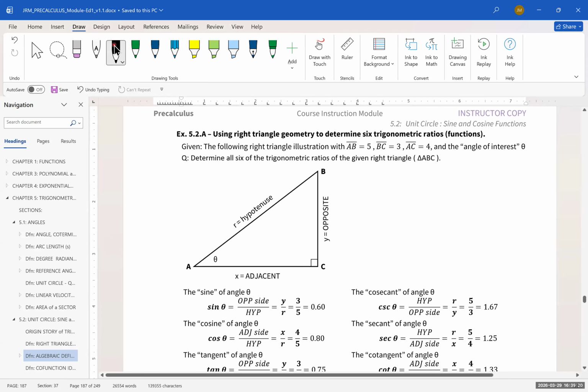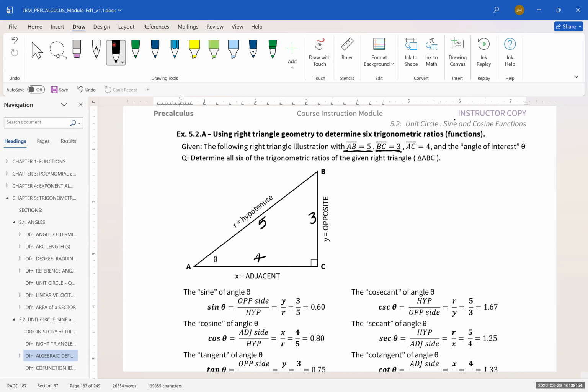Okay, so let's do an example on a think-pair-share where we use right triangle geometry to determine six trigonometric ratios or functions. Given the following right triangle illustration with side AB equal to 5, side BC equal to 3, and side AC equal to 4.